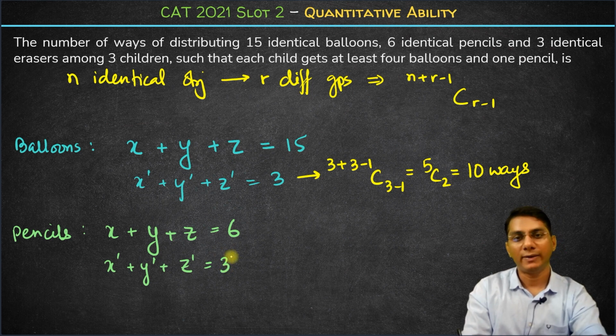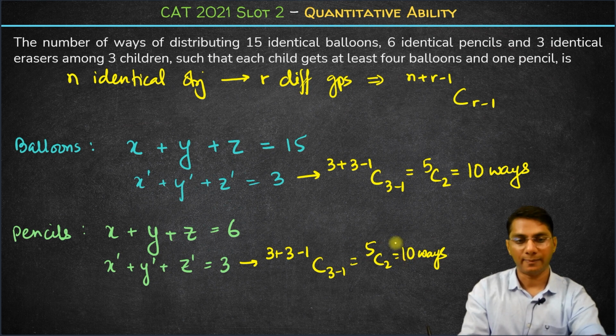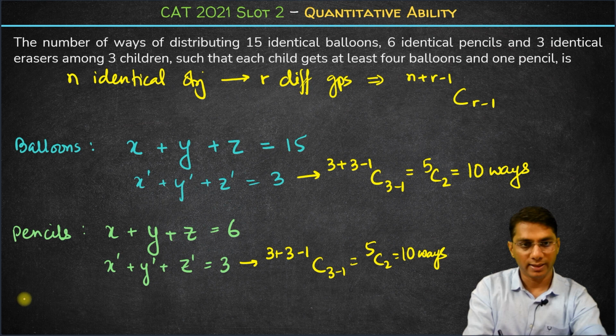So now effectively you have 3 identical pencils to be distributed among 3 children. So the number of ways will be n plus R minus 1 C R minus 1, where R is 3 children. So this again comes out to be 5 C2 and 5 C2 is again 10 ways. So the number of ways of distributing pencils is also 10.